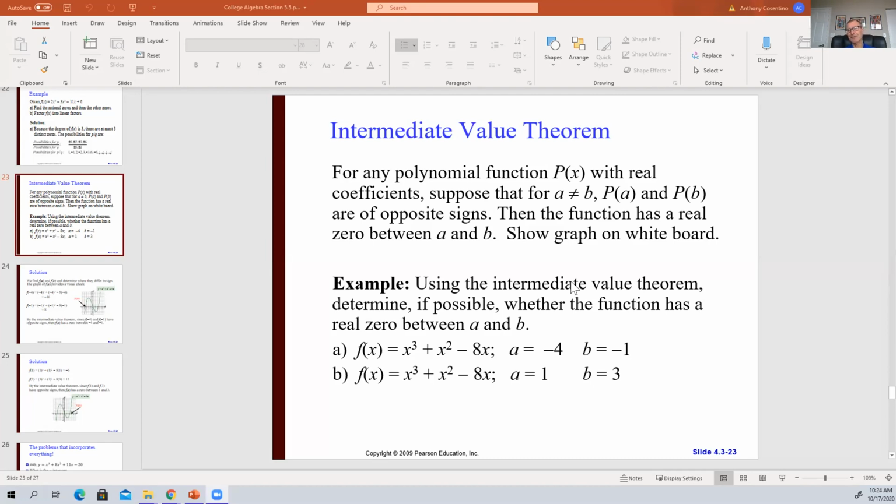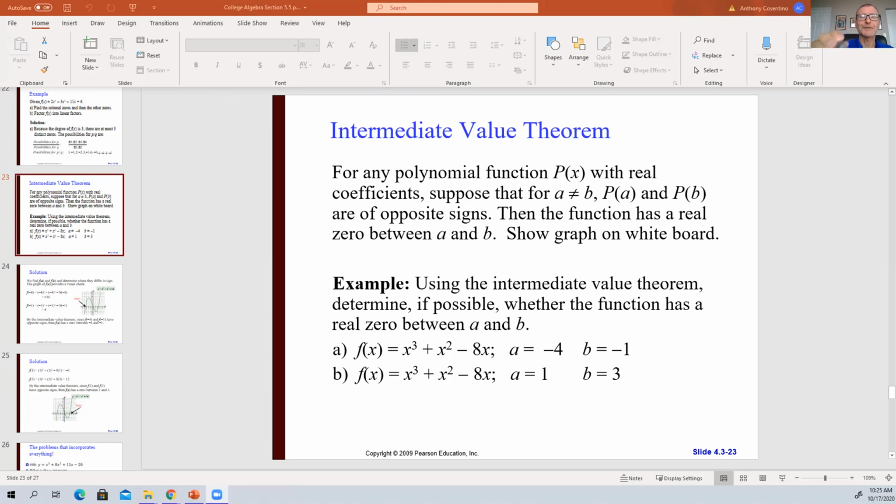But the theory is that since polynomial graphs are smooth and continuous, there are no jumps, there's no way to do any kind of weird looking things on the graph. If you pick two values for x and you plug them into the equation and out comes a positive value for y, and then another one would be a negative value for y, in between those two x values, there has to be at least one real zero.